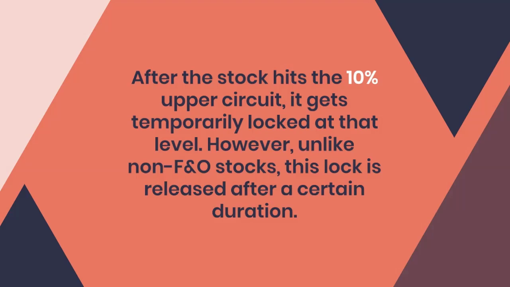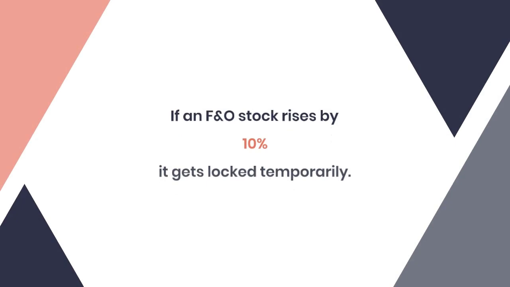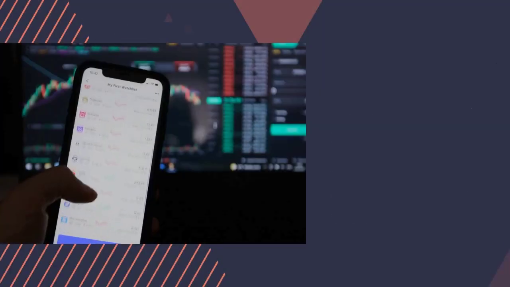If there is continued buying interest, the stock can move up to 15%, then get locked again, and similarly move to 20%. This process allows for more flexibility in price movement. Example, if an F&O stock rises by 10%, it gets locked temporarily. After the lock is released, if there's sustained buying, it can move up to 15%, then 20%, and so on.